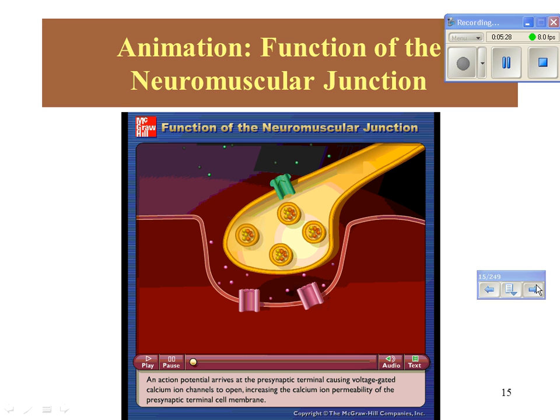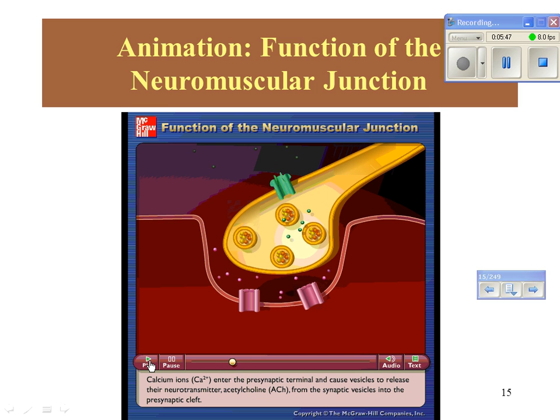more into detail. An action potential arrives at the presynaptic terminal, causing voltage-gated calcium ion channels to open, increasing the calcium ion permeability of the presynaptic terminal cell membrane. Calcium ions enter the presynaptic terminal and cause vesicles to release their neurotransmitter acetylcholine from the synaptic vesicles into the presynaptic cleft.